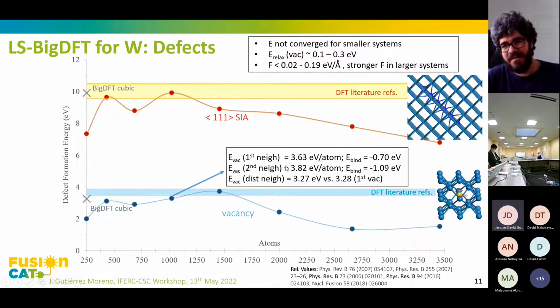Also, we observed one interesting property that has already been proved in BCC metals, which is the negative binding energy between defects, which means that making a second vacancy will be more expensive than making the first vacancy in the system. And we also found that the formation energy of the vacancy in the first neighbor position will be slightly cheaper than the one in the second neighbor, but of course more expensive than the very first vacancy we made.